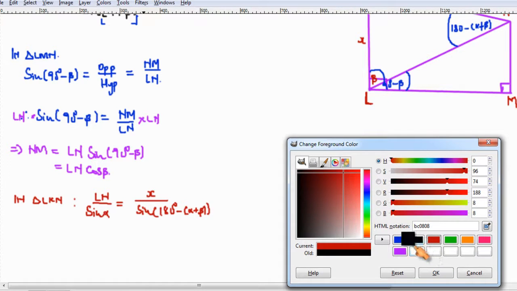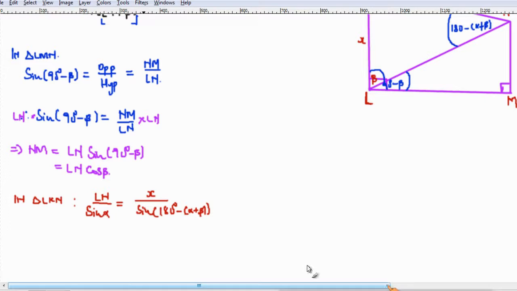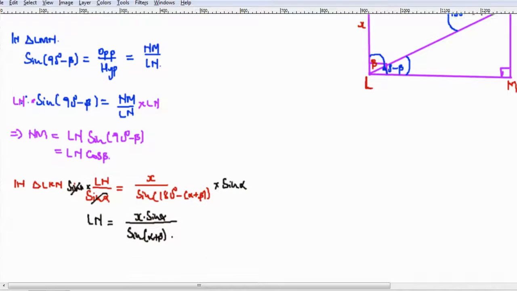From here, if you make LN the subject, you have to multiply both sides by sine of alpha. Let's multiply this side by sine of alpha and this side by sine of alpha. So this will cancel out that, and then we'll have that LN is equal to x times sine of alpha over sine of, remember, sine of 180 minus any angle is the same as sine of that angle. So this will be sine of alpha plus beta. And so we have our LN.